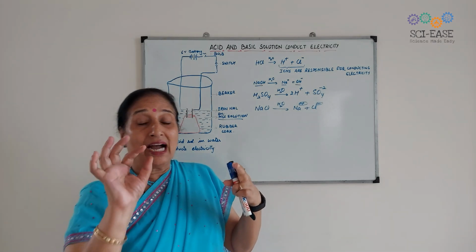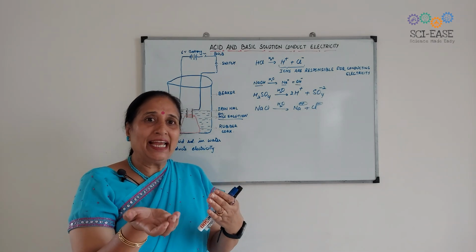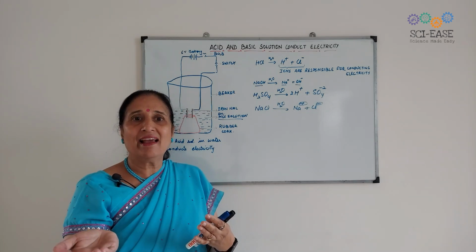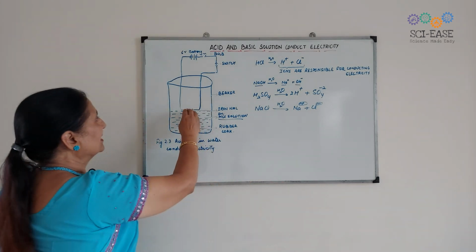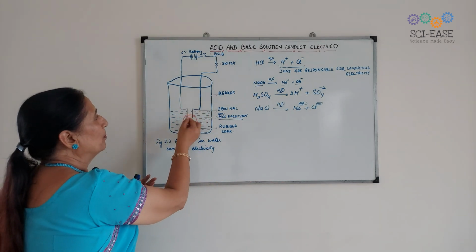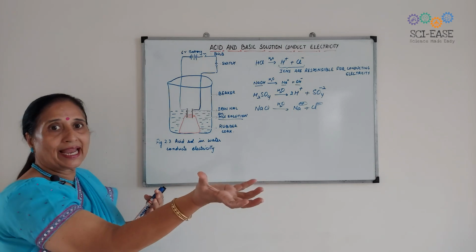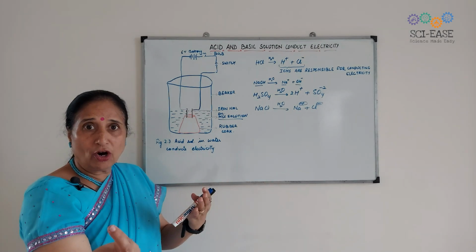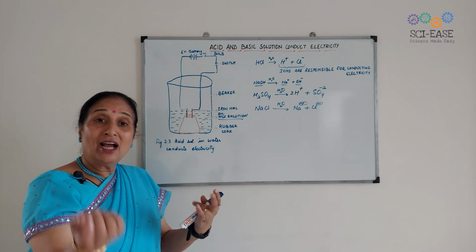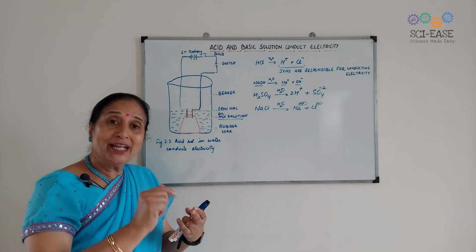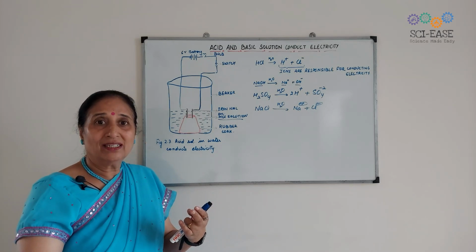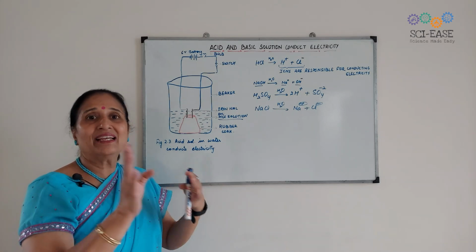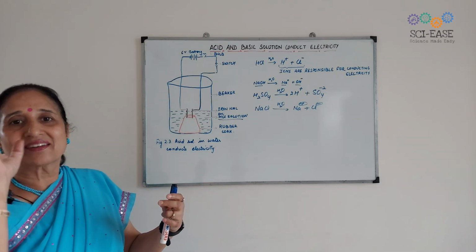I will tell you that when you take solid NaCl and place it here, instead of this water, you place these nails in solid NaCl. What will be the result? Will the bulb glow or not? No, it will not glow. Only when sodium chloride is dissolved in water, which results in the formation of sodium and chloride ions, then and only then will it conduct electricity.